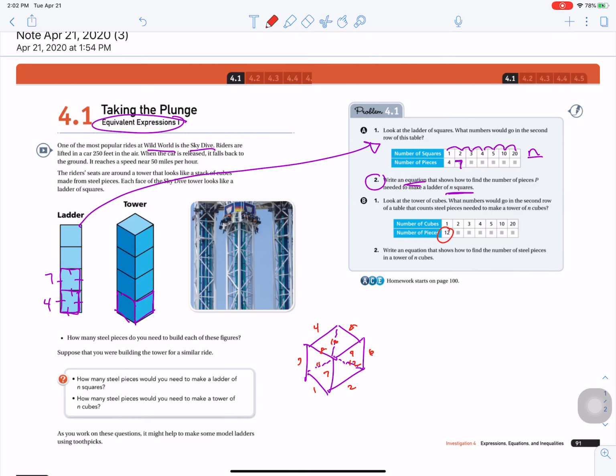So if there were 2 cubes, how many would you need? Same pattern: 2, 3, 4, 5, up to 10, up to 20, and then n cubes. What would the equation be? So those are the main questions today. How many steel pieces would you need for n squares or n cubes? And see if you can develop equations to meet this.